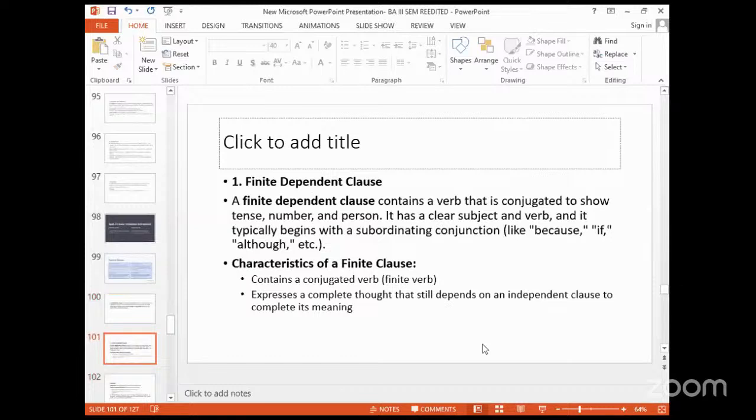So coming to what is a finite dependent clause? A finite dependent clause contains a word that is conjugated to show tense, number and person, and it has a clear subject and verb. It typically begins with a subordinate conjunction like because, if, although. So if you look at the characteristics of a finite verb, it contains a conjugated verb, and it expresses a complete thought that still depends on an independent clause to complete its meaning.